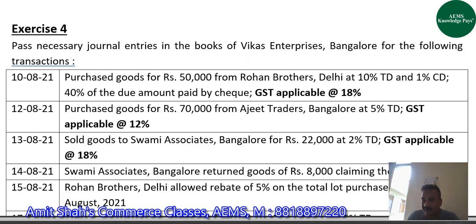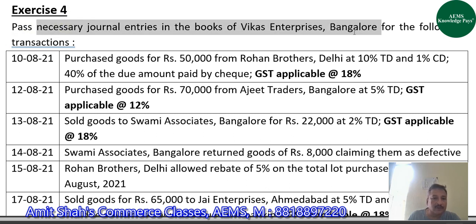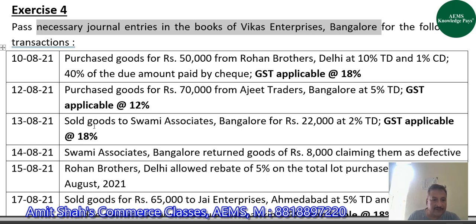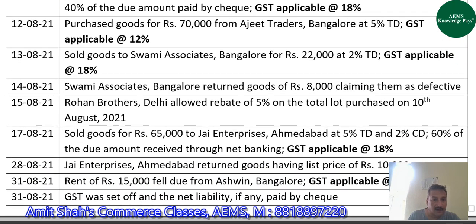So guys, I'm starting with this exercise to make you understand about set off of GST. We have to pass journal entries in the books of Vikas Enterprises, Bangalore. So Vikas Enterprises has its business in Bangalore, right? And it has done the following transactions in the month of August, right?